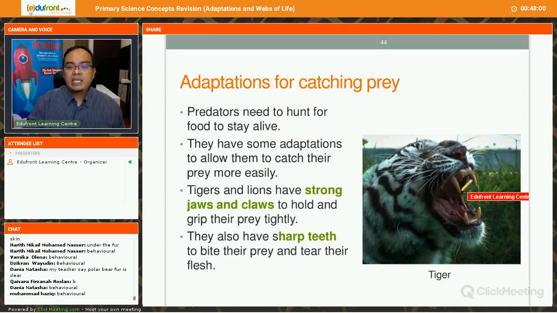Okay, a tiger here has adaptations to catch its prey. Some predators need to hunt for food. Predators generally need to hunt for food to stay alive. They have some adaptations to allow them to catch their prey more easily. Tigers and lions have very strong jaws and claws to hold and grip their prey very tightly. They also have very sharp teeth to bite their prey and to tear the flesh.